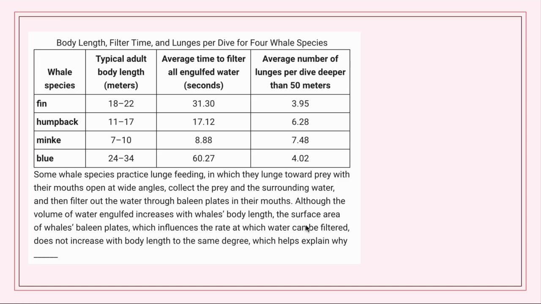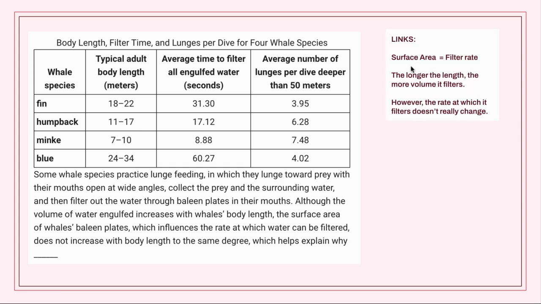Okay, so this one's a little tricky because they're telling us a lot of details, a lot of variables. It's telling us what lunge feeding is, which isn't really that important. We're just talking about what happens when they need to get rid of the water in their mouths after they catch their prey, right? So now we have to make some links between the information given to us. The volume of the water increases with the whale's body length, which makes sense. And the surface area doesn't really change a lot when body length changes.